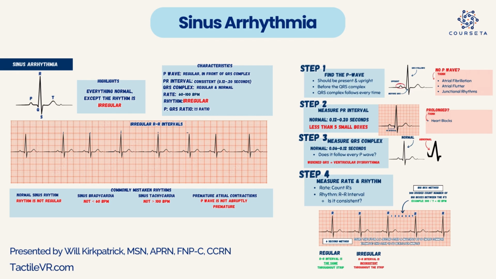So the P wave is good. The PR interval is within normal range. The QRS complex is less than those three small boxes. Rate and rhythm. The rate here is 1, 2, 3, 4, 5, 6, 7, 8. That's 80 beats per minute. So our options now are either normal sinus rhythm or sinus arrhythmia. Now the difference here, guys, is that the R-to-R intervals are inconsistent throughout the rhythm. You can kind of eyeball it, but you do want to measure. As you can see here, this R-to-R interval is 21, this one is 30, and this one is 26, so it's inconsistent throughout the rhythm. So this would be sinus arrhythmia.